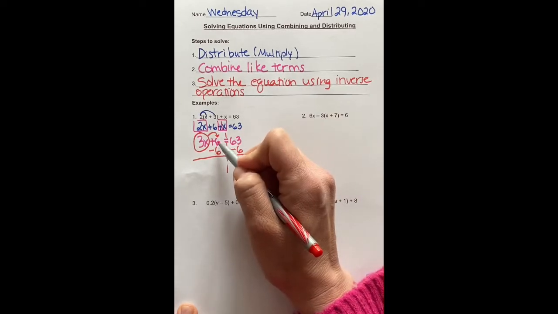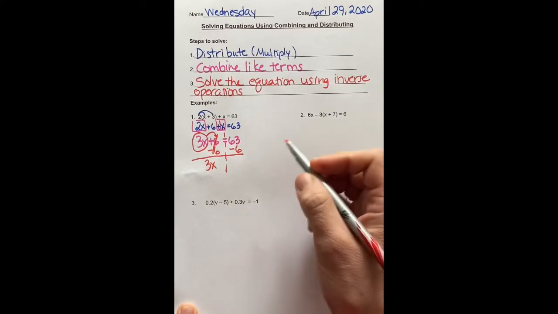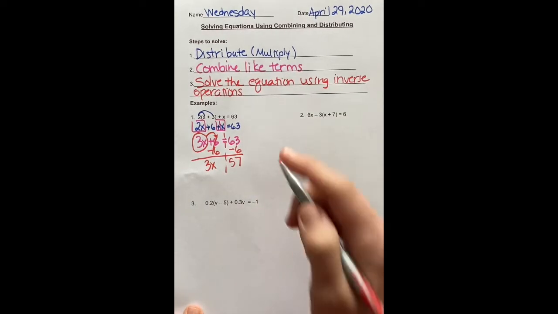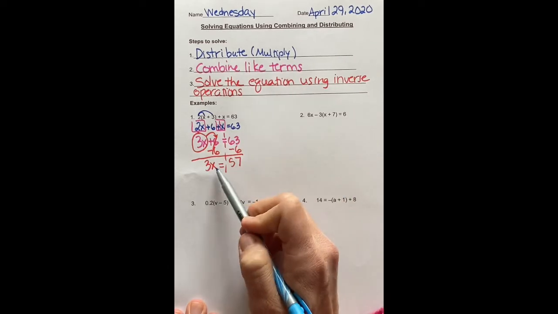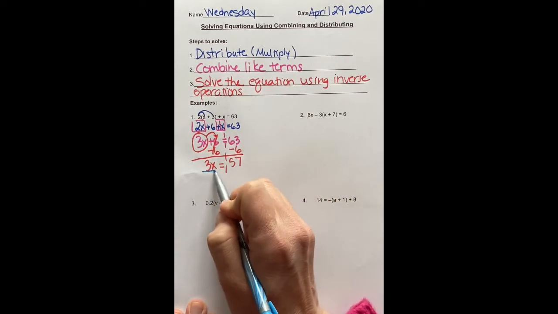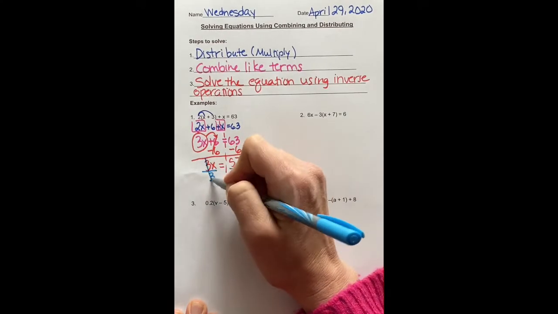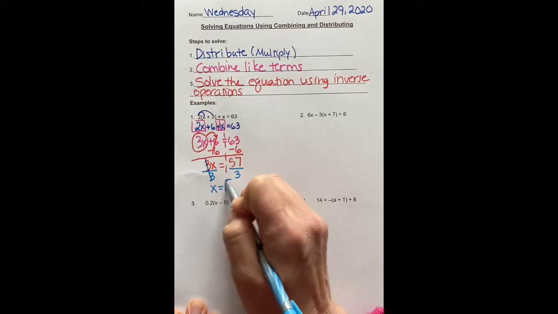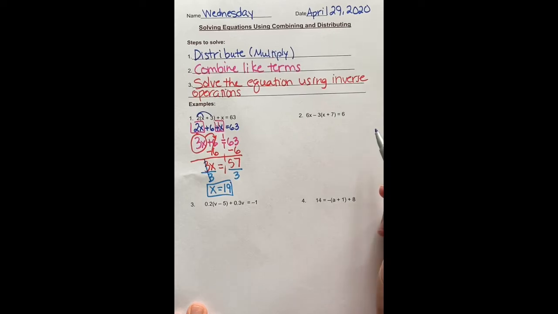So I take away the 6 from the left side, and that leaves me with 3x. Then I'm going to take away 6 from my right side, which would give me 57. So right now I have 3x is equal to 57. So now I need to do my last step, which is to solve for x. So since 3 is multiplying with x, I have to do the inverse and divide by 3. Whatever I do on one side, I have to do on the other side. So the 3's divide out, leaving us with x. 57 divided by 3 would be 19.